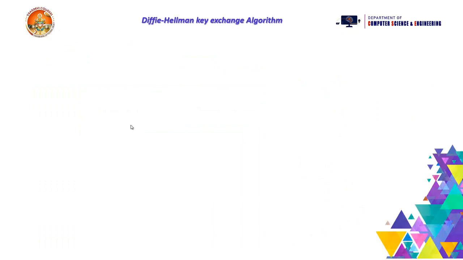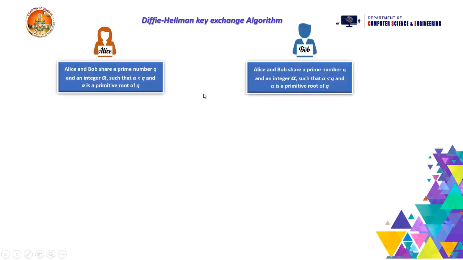Diffie-Hellman key exchange algorithm. Assume there are two users here. One is Alice and another is Bob. One is the sender, another is the receiver. Both users commonly select a prime number Q and a primitive root alpha. After that, Alice generates her private key, that is XA. XA must be less than our prime number.